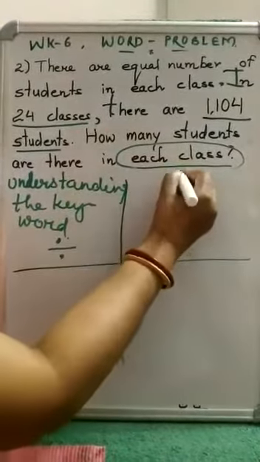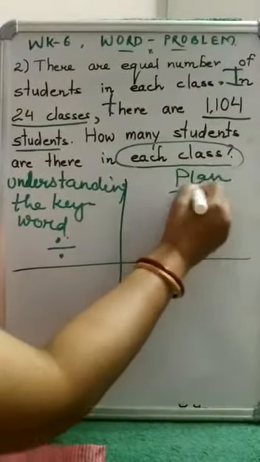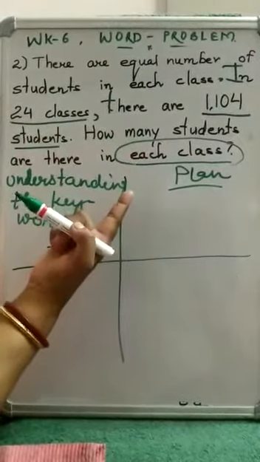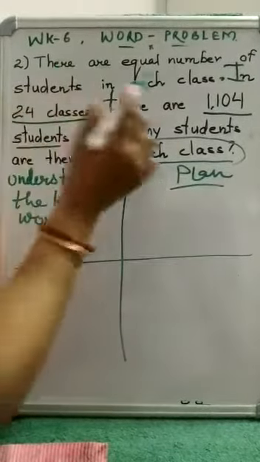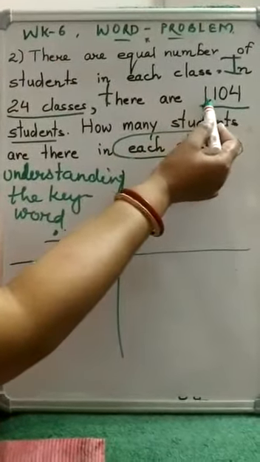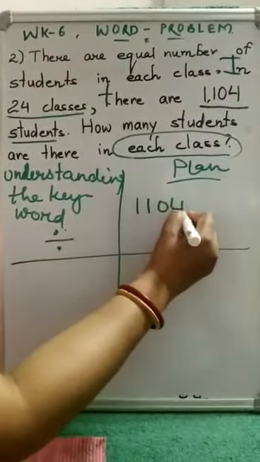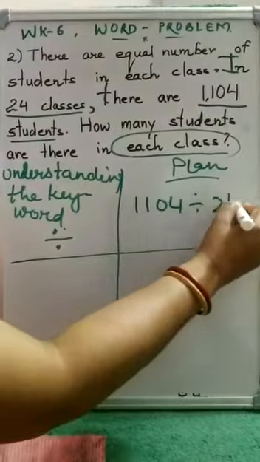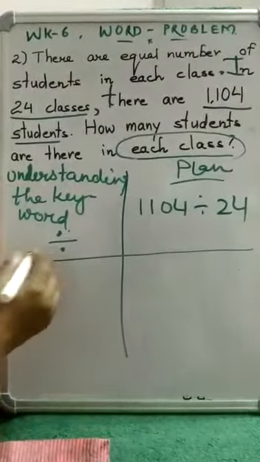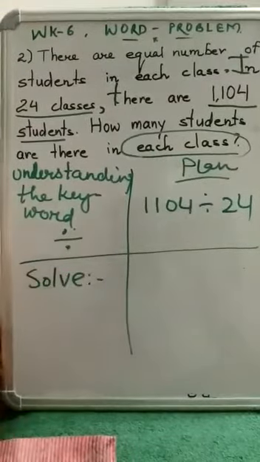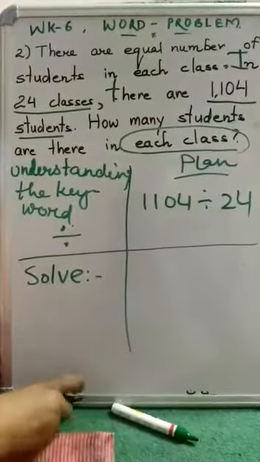So planning, what will we do? We will have to find the number of students in each class. How many classes? 24 classes. How many total students? 1104. So this 1104 will be divided by 24, right? Now let's see, we will solve this division, correct? So now I am going to solve it.